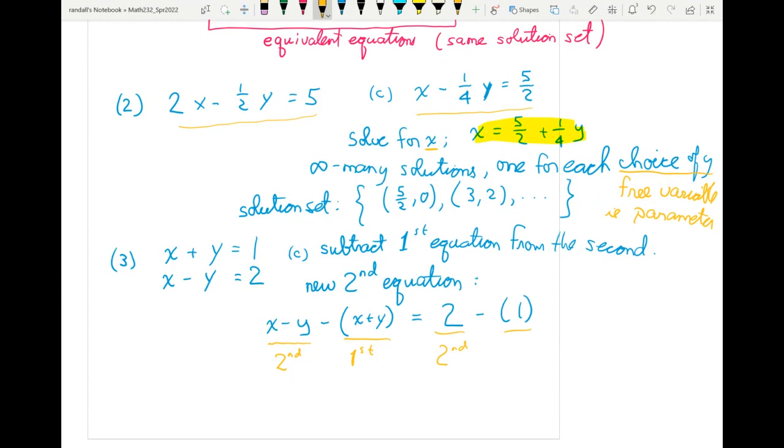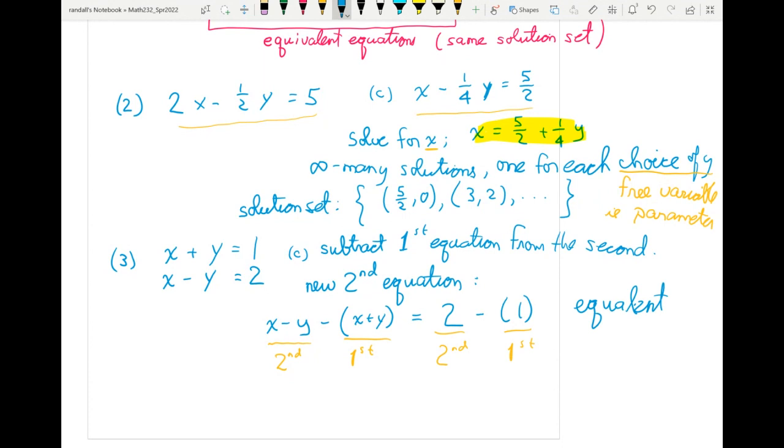Okay, so this is what we mean by subtracting or adding a multiple of one equation to another. And you see why this is an equivalent equation, because I've added the same quantity to both sides. I've added the same quantity on both sides, namely x plus y.